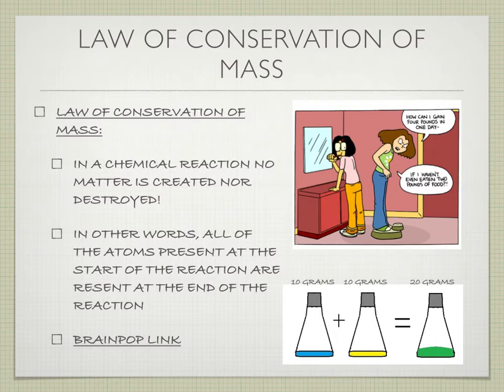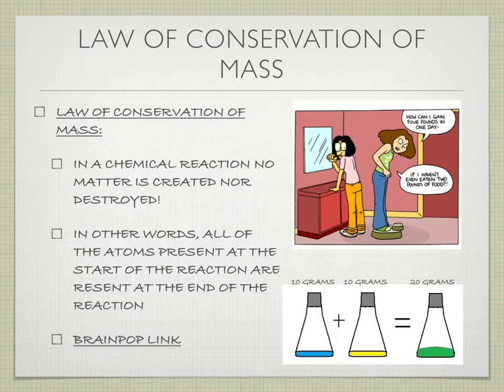We've talked about the law of conservation of mass before. So we know in a chemical reaction, no matter is created nor destroyed. And that seems pretty logical. But sometimes, like when a chemical reaction occurs, like burning logs, it seems like it's going away. But it's not. Just some of it's being converted into a gas that we can't measure at that time because it's in an open system. Another way of saying this is all the atoms present at the start of the reaction are going to be present at the end of the reaction.